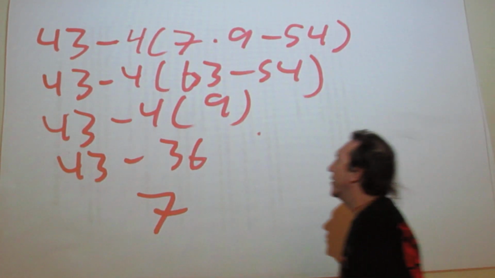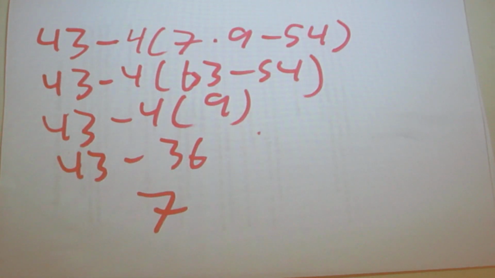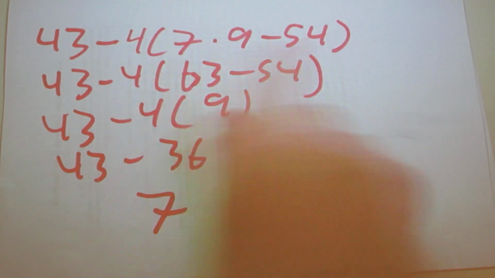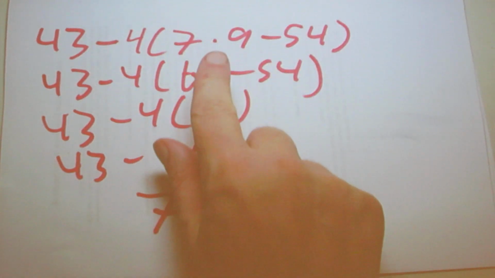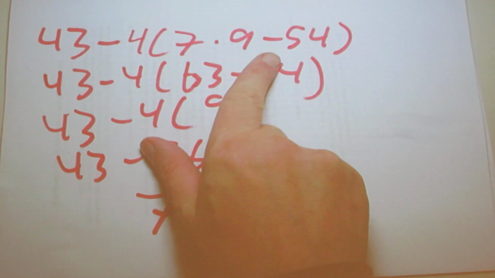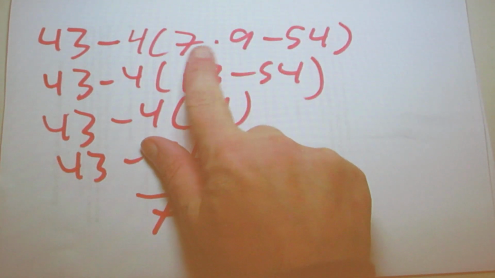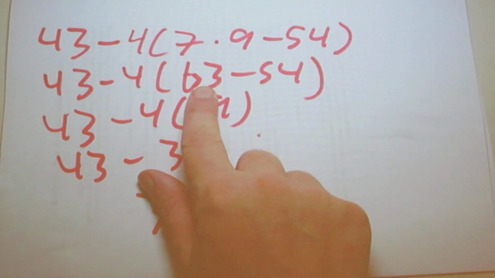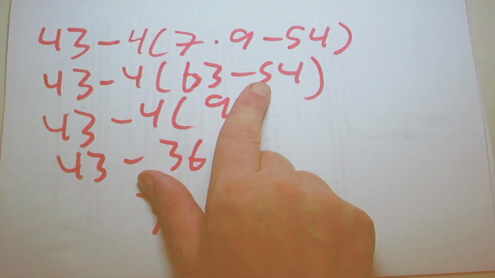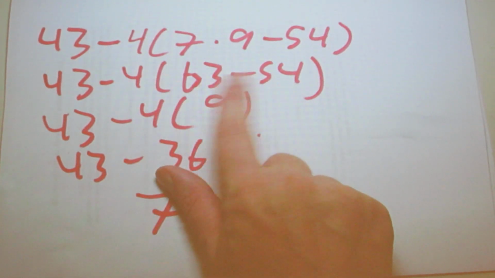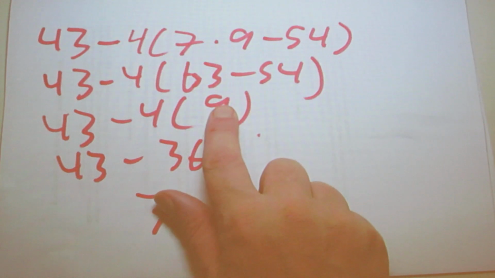The question that you're going to have is going to be something like 43 minus 4 in parentheses 7 times 9 minus 54. So we need to do this in the order of operations. So we're going to do what's in the parentheses first, and there we have a multiplication that we're going to do before the subtraction. So 7 times 9 is 63, keep the minus 54. Then we're going to do 63 minus 54, which is 9.